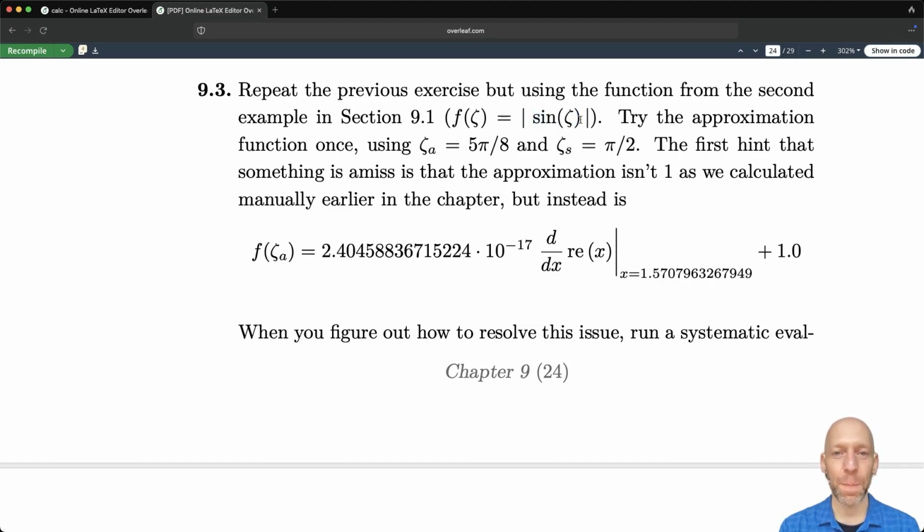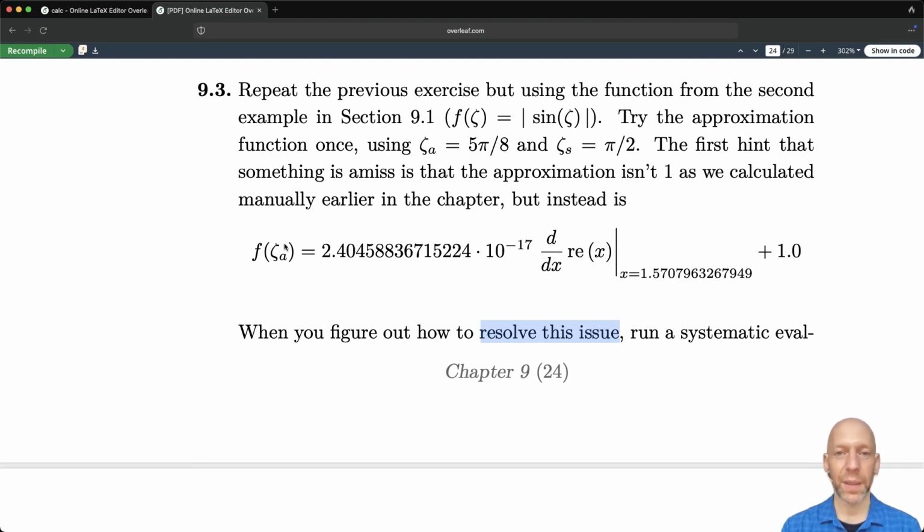That is the function. And then you want to try the approximation function just once. We don't have to worry about a for loop just yet. So try to use this function to approximate the value of f of 5 pi over 8 using a starting value of pi over 2. And then you're going to get some crazy looking result that looks like this. You're going to have to figure out whether this is bad, how to interpret this, why this might be a problem, and ultimately how to resolve this issue. So that is part 1 of this exercise.